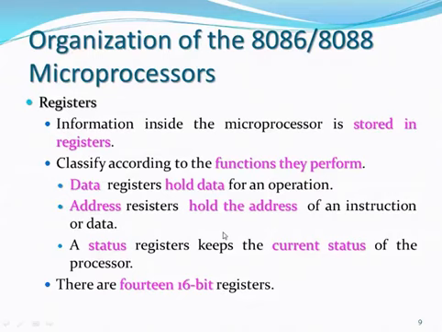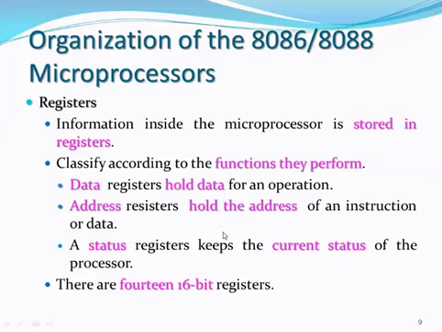Does it make sense? So how many categories of registers are we going to see? Three. So what are the categories? Data registers, address registers, and status registers. What is the function of the data registers?